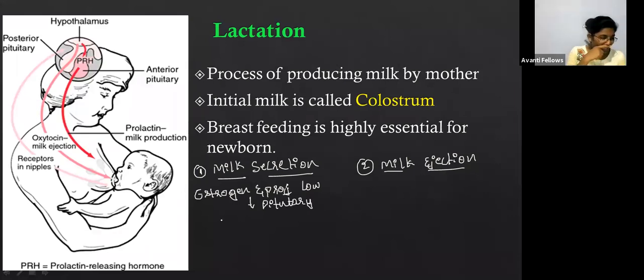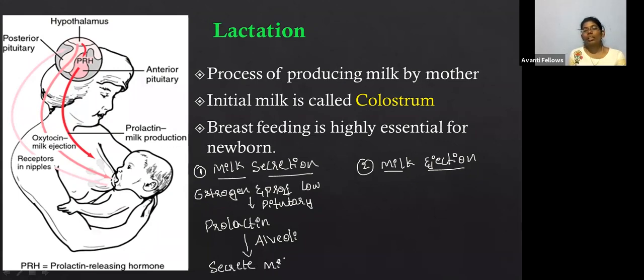Pituitary gland. Okay. And then this pituitary gland is going to produce the prolactin. This is going to produce what? Prolactin. And now this prolactin is going to stimulate the alveoli. Alveoli of mammary glands. Okay. This prolactin, which is secreted by the pituitary, is going to stimulate the alveoli, and now this alveoli is going to secrete milk. Okay, this is how the milk secretion is going to take place.